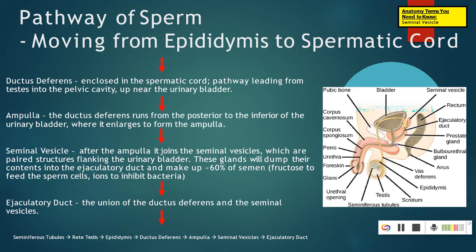The ductus deferens, enclosed in the spermatic cord, is the pathway leading from the testes into the pelvic cavity, up near the urinary bladder. Onward to the ampulla, where the ductus deferens runs from the posterior to the inferior of the urinary bladder, where it enlarges to form the ampulla. After the ampulla, it joins the seminal vesicles, which are paired structures flanking the urinary bladder. These glands will dump their contents into the ejaculatory duct and make up 60% of semen.